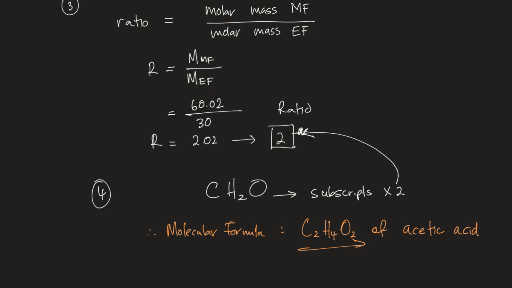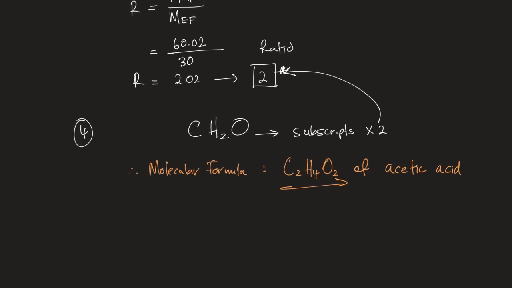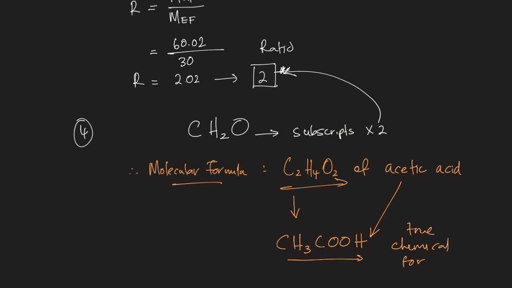And if I had to write out acetic acid in its true formula, if I had to draw it out, it would be CH3COOH. That is the formula for acetic acid. Not something that you need to know. You only needed to find the molecular formula. This is its true chemical formula. So vinegar in your house has acetic acid in it. That's why it's got such a sour taste. This is the molecular formula.